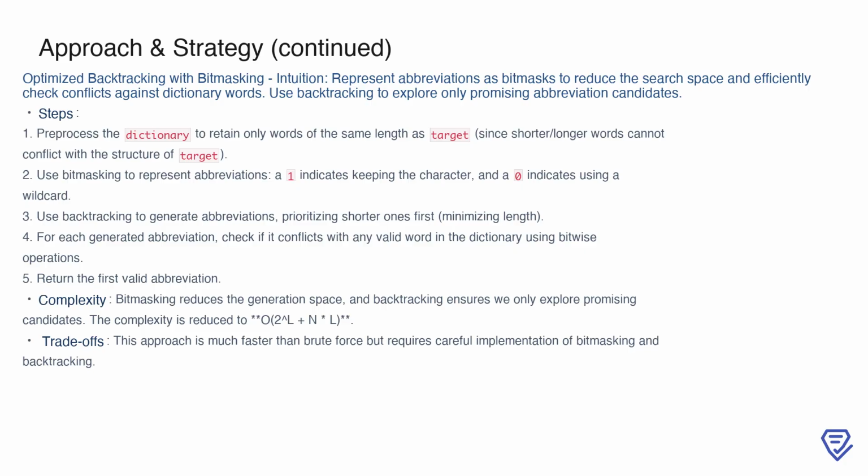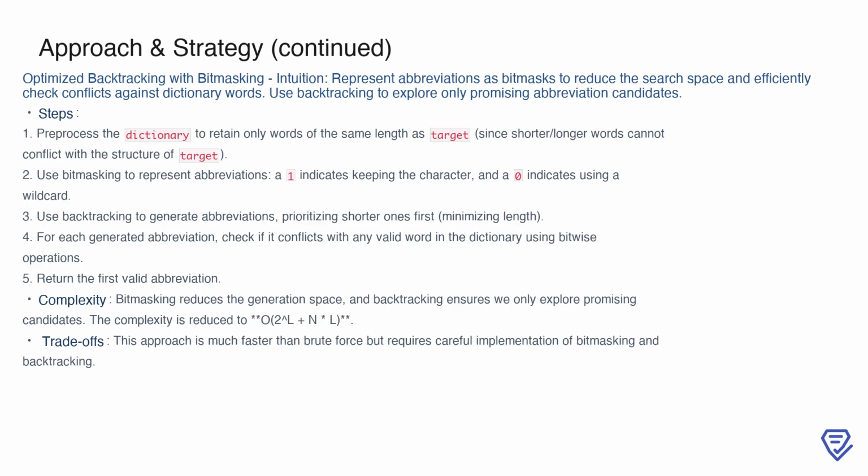Next, we use bit masks to systematically generate abbreviations while prioritizing shorter ones to minimize length. Backtracking ensures that we explore all promising candidates without unnecessary computations. For each abbreviation, we use bitwise operations to quickly determine if it conflicts with any dictionary word. Once a valid abbreviation is found, we return it. By leveraging bit masking and backtracking, we achieve a significant reduction in complexity, down to 2^L plus N times L. This approach is far more efficient than brute force while still guaranteeing correctness.